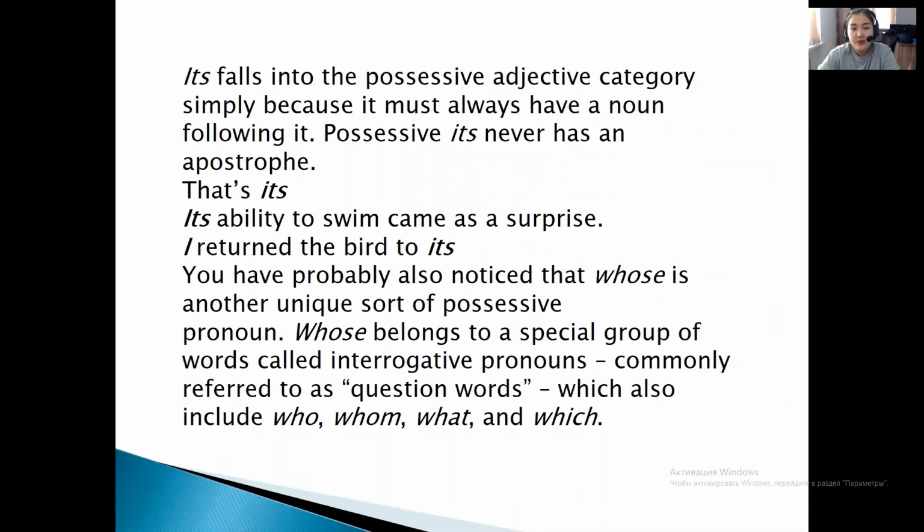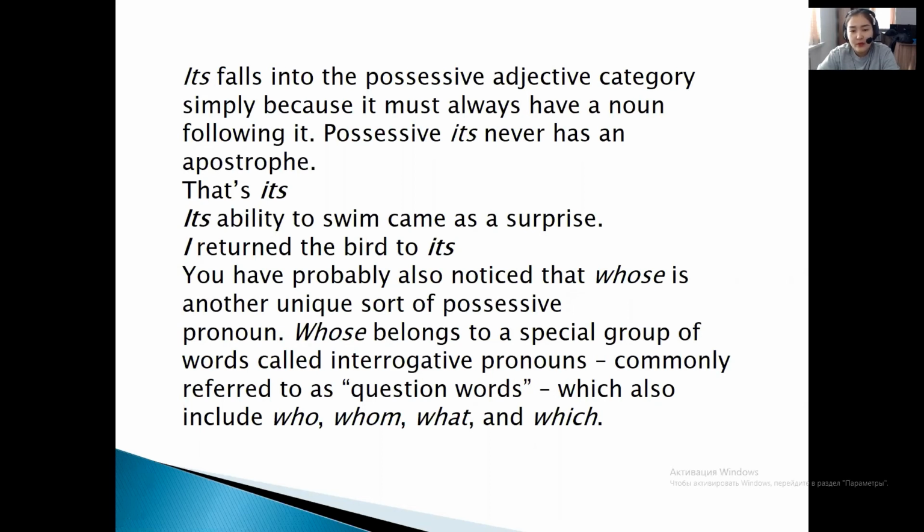Its falls into the possessive adjective category simply because it must always have a noun following it. Possessive its never has an apostrophe. That's its. Its ability to swim came as a surprise. I returned the bird to its.